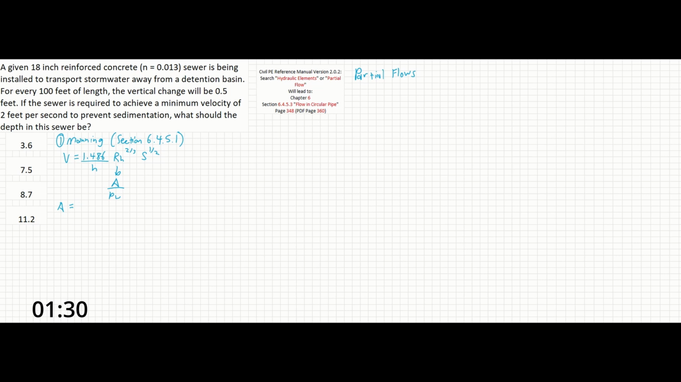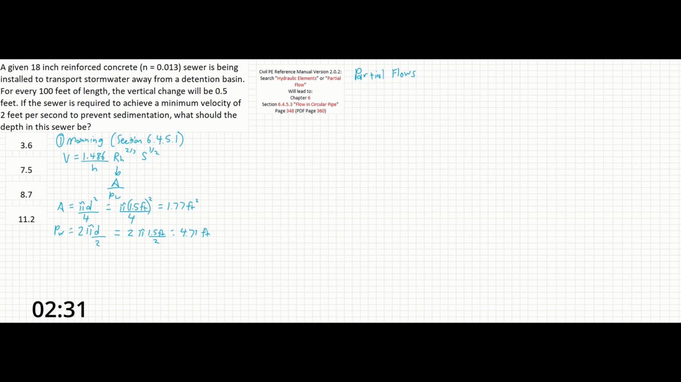So the equation for area is going to be pi times diameter squared over 4. In our problem, that's going to be pi times 1.5 feet, from the 18 inches here, squared over 4. And our area is going to solve out to 1.77 square feet. The wetted perimeter is going to be equal to 2 times pi times the radius, otherwise known as the diameter over 2. So in this, it's going to be 2 times pi times 1.5 feet over 2. And this is going to solve out to about 4.71 feet.